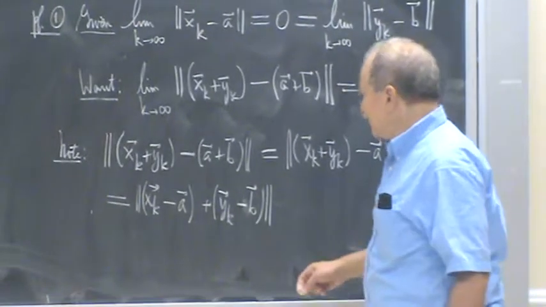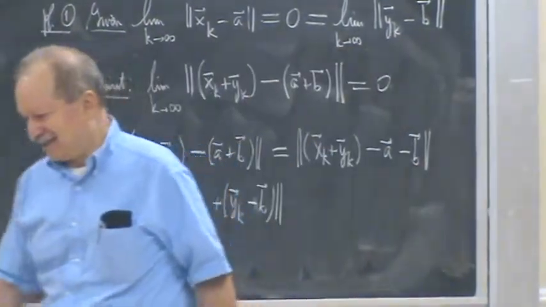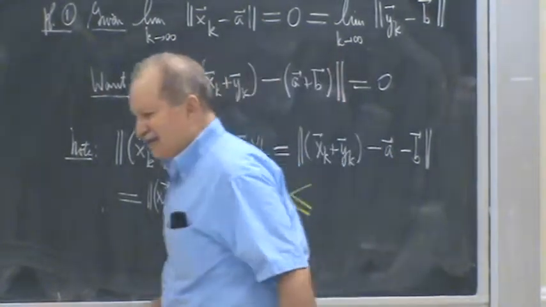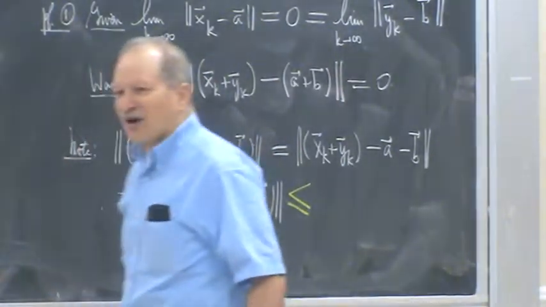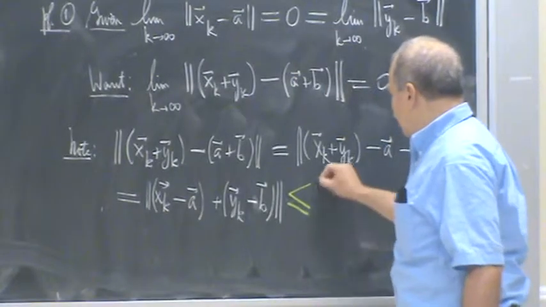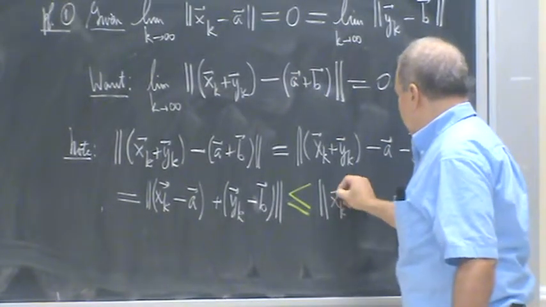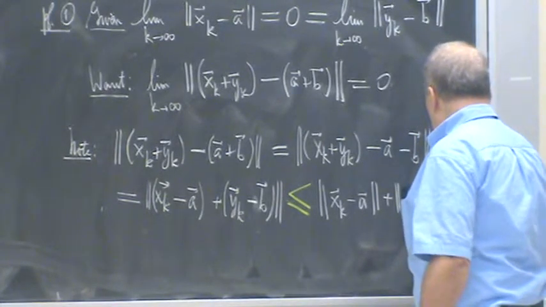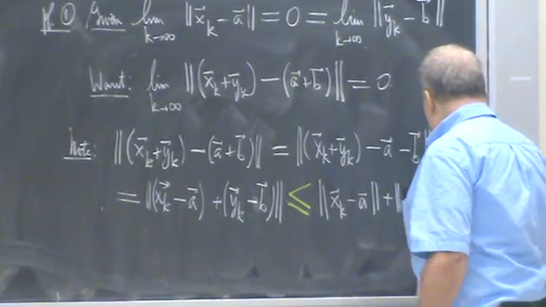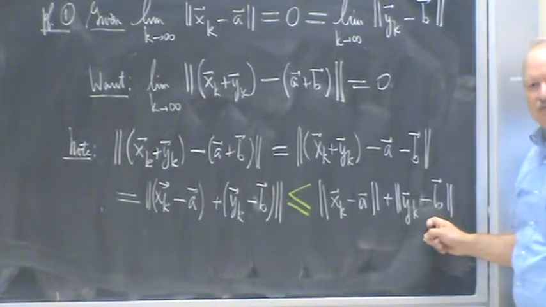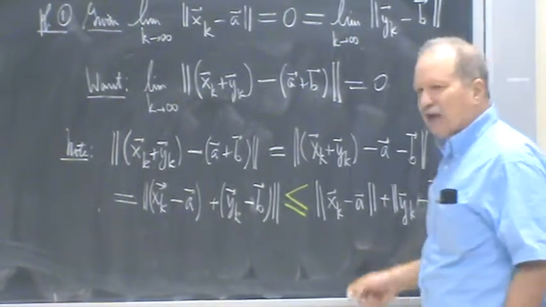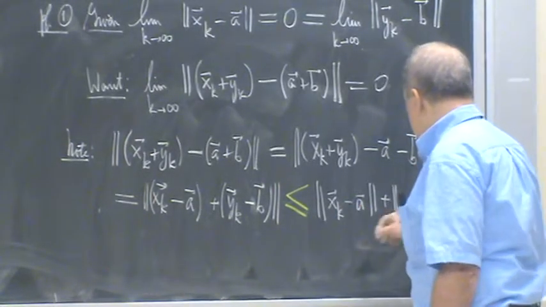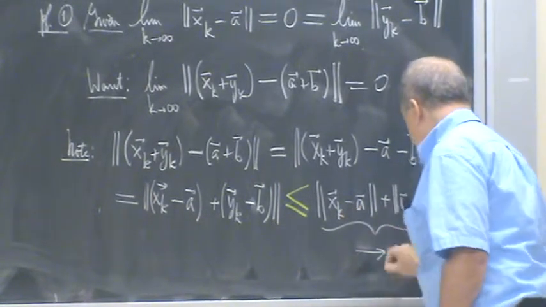You could use the triangle inequality. Thou dost not forget the triangle inequality tomorrow. By the triangle inequality, this is less than or equal to the sum of the magnitudes of the two pieces, which we know, and we know that these each go to zero. So I will allow you to write proofs like this if you want to do that. This goes to zero, this goes to zero, therefore the sum goes to zero.